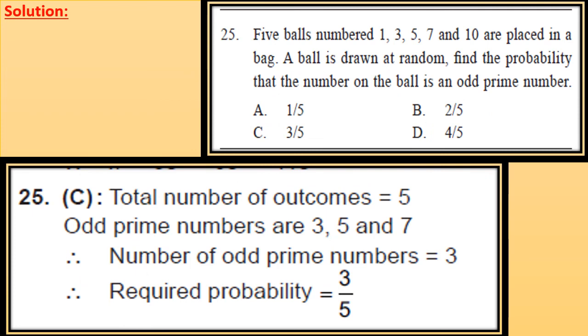Check out the solution of question number 25. Now the total number of outcomes equals 5 as the numbers are 5. The odd prime numbers are 3, 5 and 7. So the number of odd prime numbers is 3. Now the required probability is 3 upon 5, the number of odd prime numbers upon the number of outcomes.